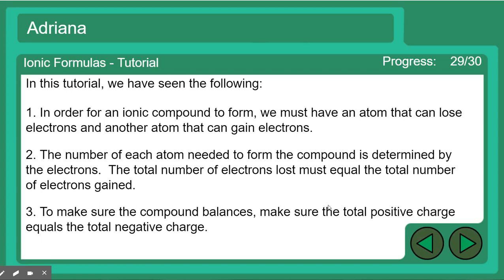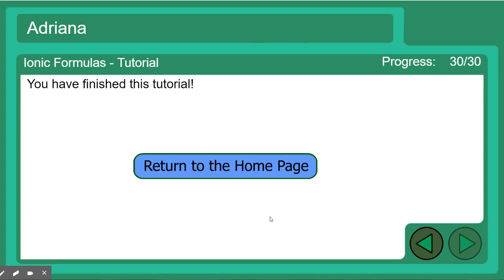In this tutorial, you saw that in order for an ionic compound to form, we need to have an atom that can lose electrons and another atom that can gain electrons. Remember that it's always the metal that is going to lose electrons. The metals generally have very loosely held valence electrons, and it's the nonmetals that are going to gain electrons. The number of each atom needed to form the compound is determined by the electrons. So the total number of electrons lost has to equal the total number of electrons gained. To make sure the compound balances, we have to make sure that the total positive charge equals the total negative charge. That's it for now.